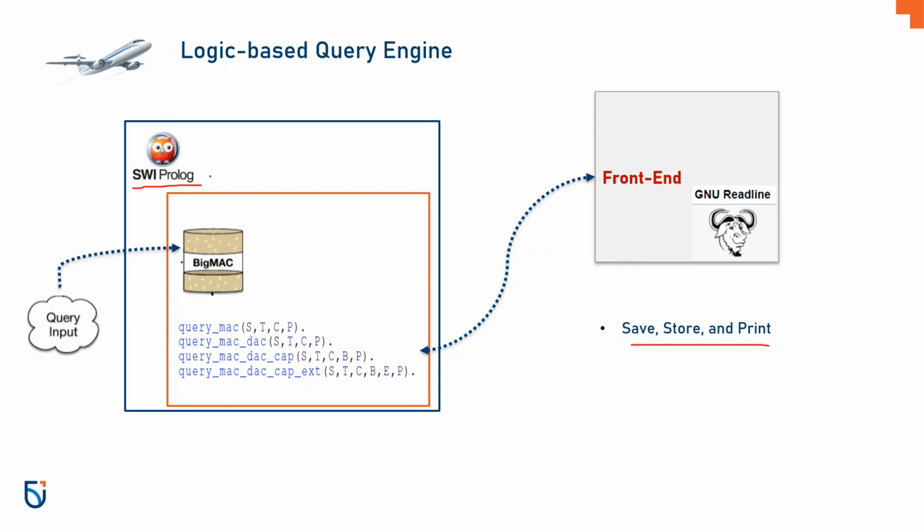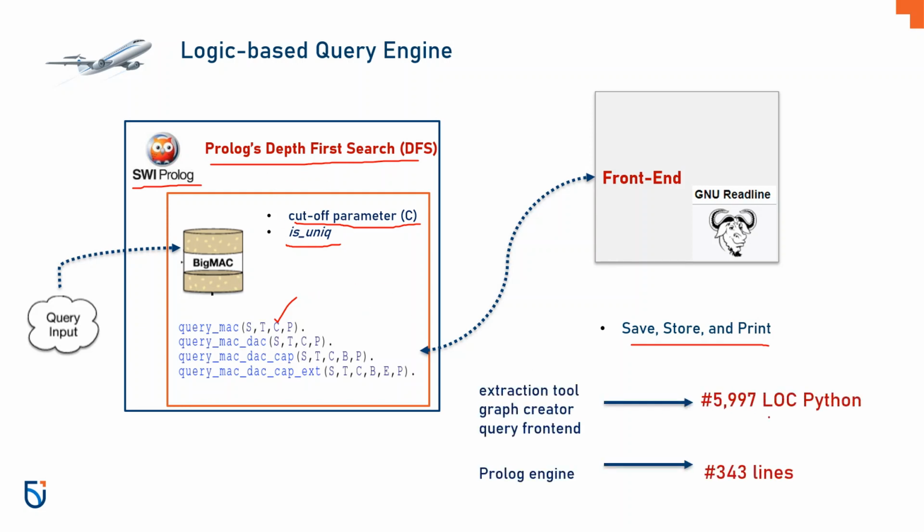Within Prolog, the author needed to add cutoff parameters to prevent path lengths from going beyond the specified values. The author also implemented is_unique, which is used to filter the paths that contain duplicate elements. And then to collect all possible paths, the author uses Prolog's depth-first search, DFS, with iterative deepening.